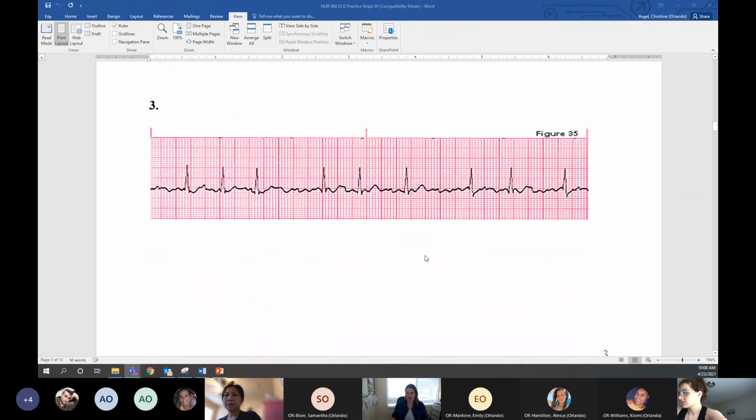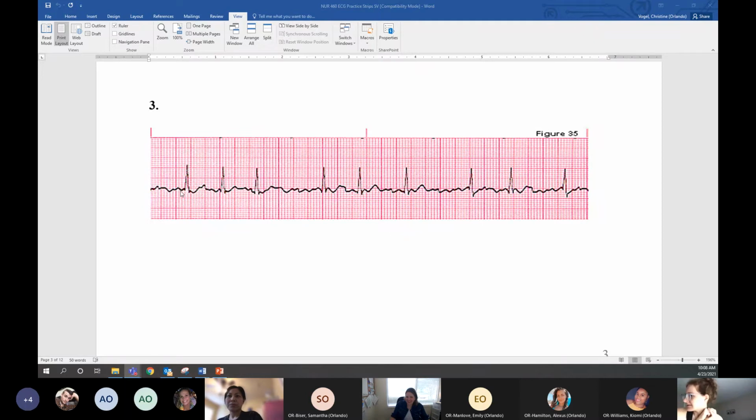Number 3. Okay, I can already tell what this one is. I wonder if you can too. We can start with our 5 steps. So is it regular? Nope. Irregular. Okay, and then what's the rate? 90. Okay, I'm cool with that. Is there a P wave before every QRS?